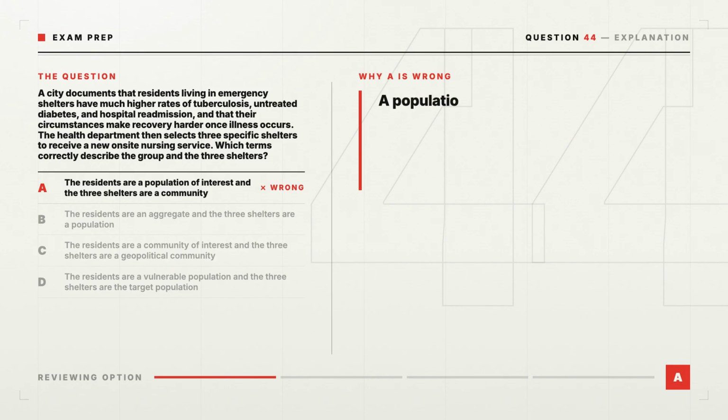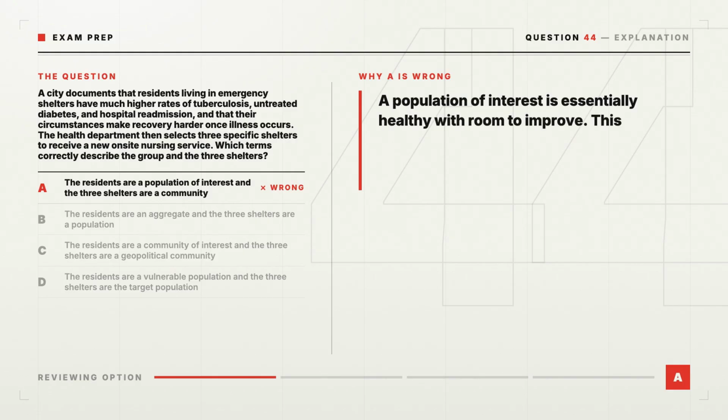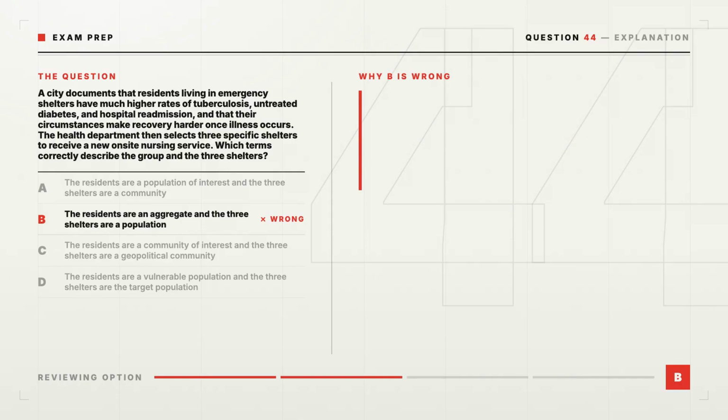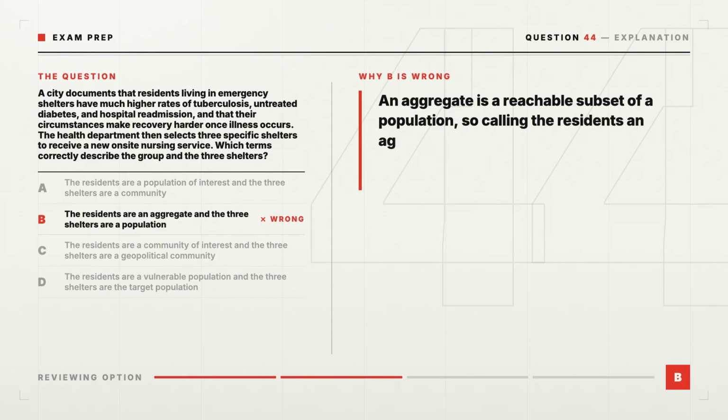A is wrong because a population of interest is essentially healthy with room to improve. This group already carries elevated disease rates and structural disadvantage, which places it well past that label. B is wrong because an aggregate is a reachable subset of a population, so calling the residents an aggregate and the shelters a population inverts the nesting relationship.